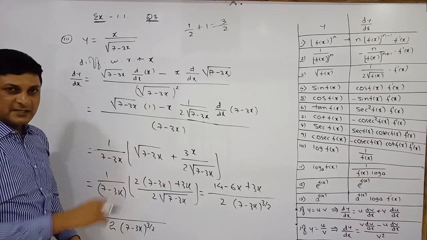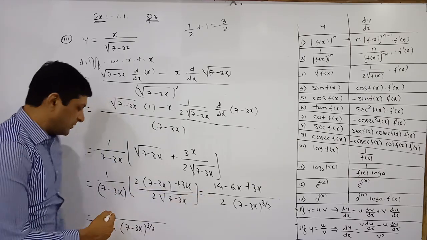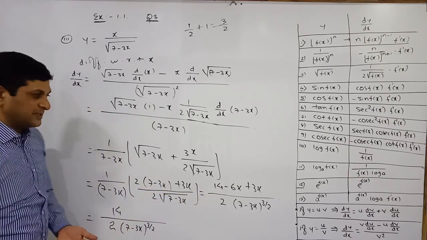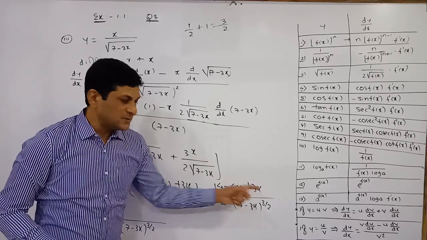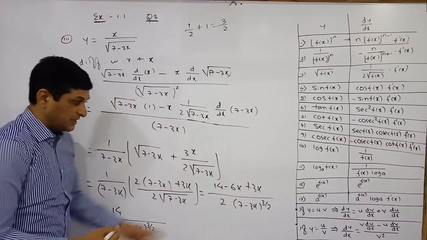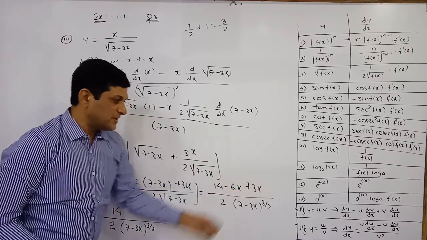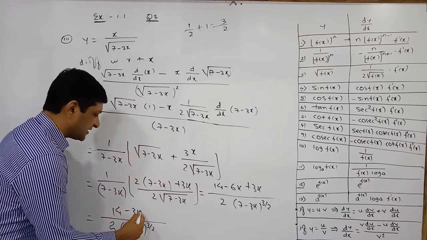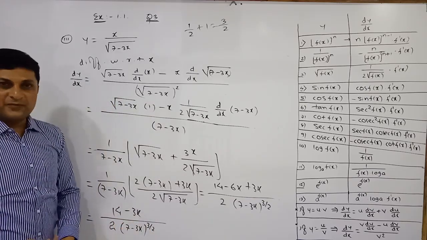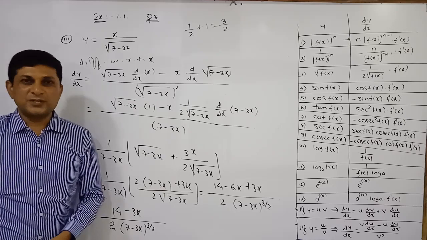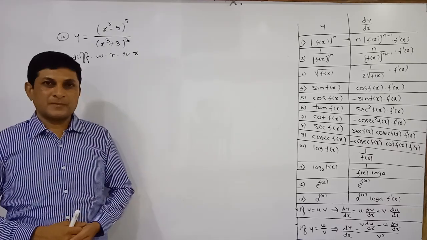Let us simplify the numerator. 14, keep it as it is, just we are collecting the like terms. Minus 6x plus 3x will be equal to minus 3x. Now nothing is there to simplify, so this will be the differentiation of the given function.